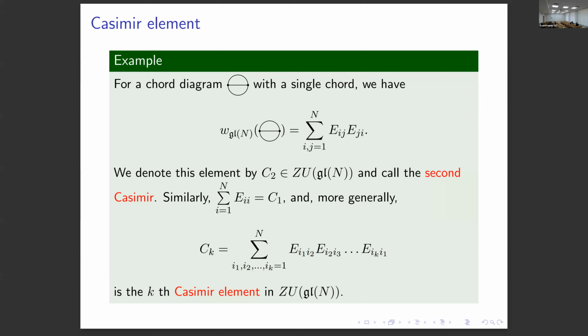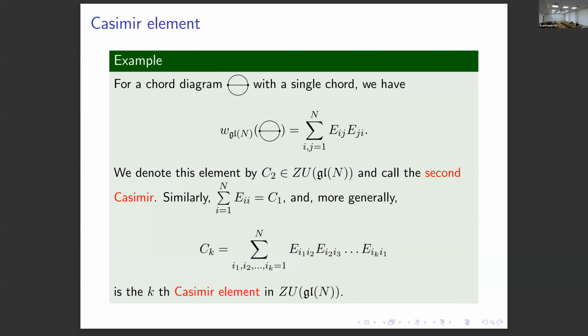Casimir element. So next, because our Lie algebra weight system takes values in the center of the universal enveloping algebra, the first thing is the structure of the center of the universal enveloping algebra of gl_N, which is spanned by the elements we call Casimir elements. The simplest chord diagram is the trivial one, the chord diagram without chords.